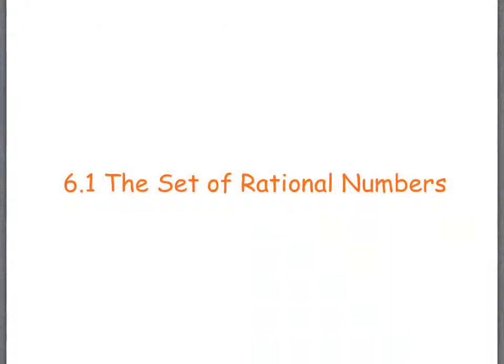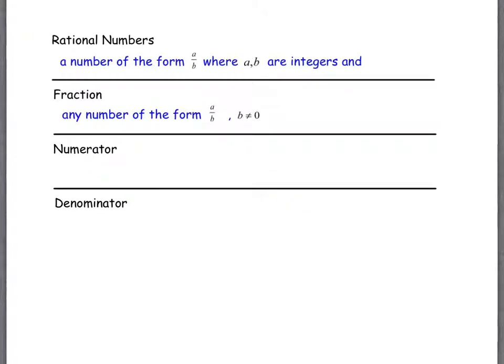All right, we're going to start this semester with section 6.1, which is the set of rational numbers. And the first thing I want to do is to talk about what a rational number is. So a rational number is any number of the form a over b, where a and b are integers.